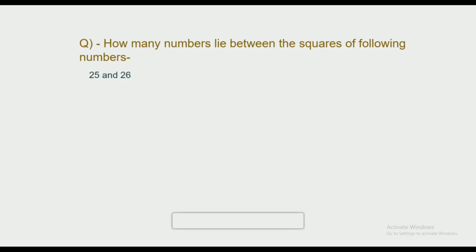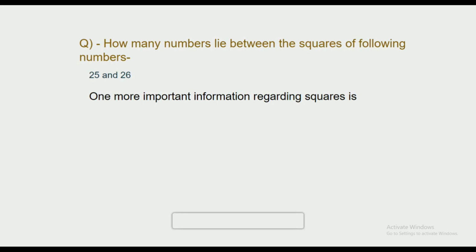Coming to the next question, how many numbers lie between the squares of the following numbers? We are given two numbers, that is 25 and 26, and we are asked how many numbers lie between the squares of 25 and 26.